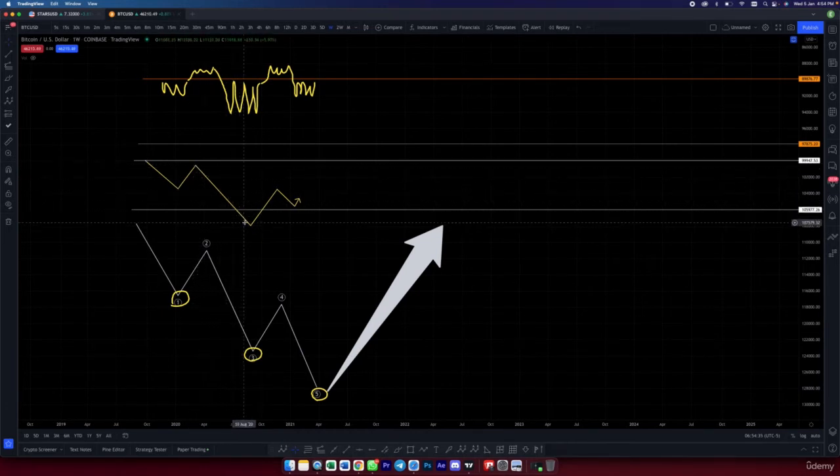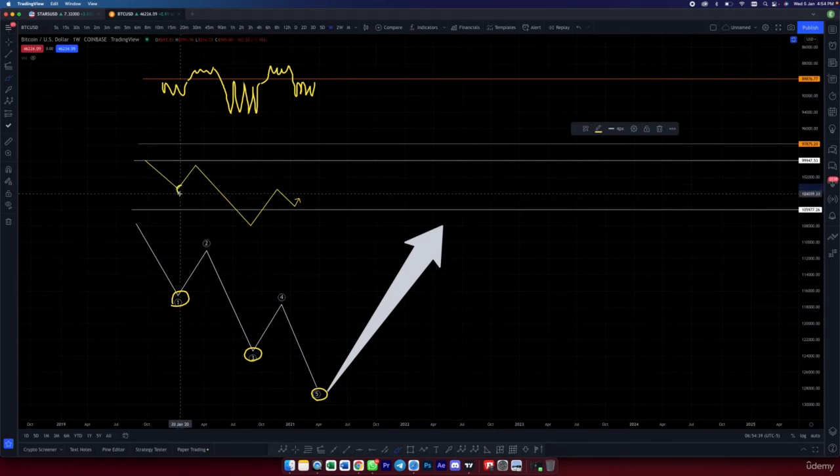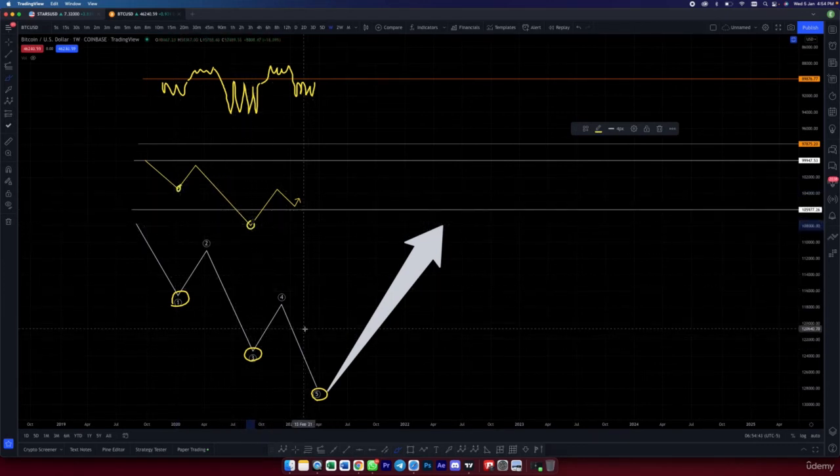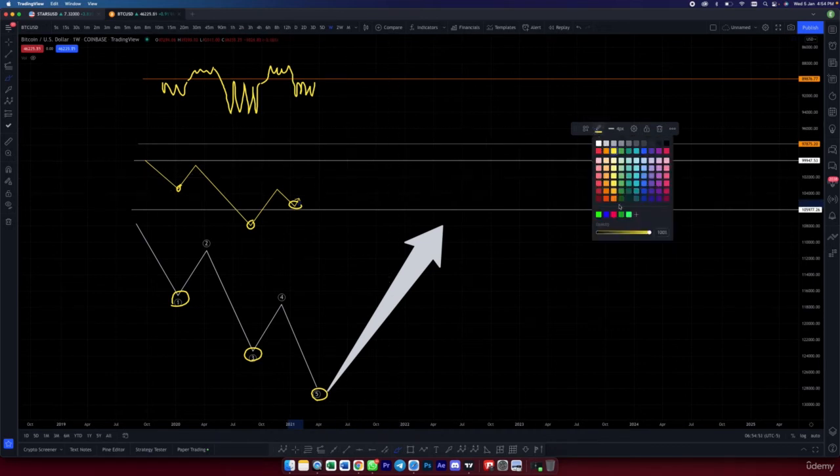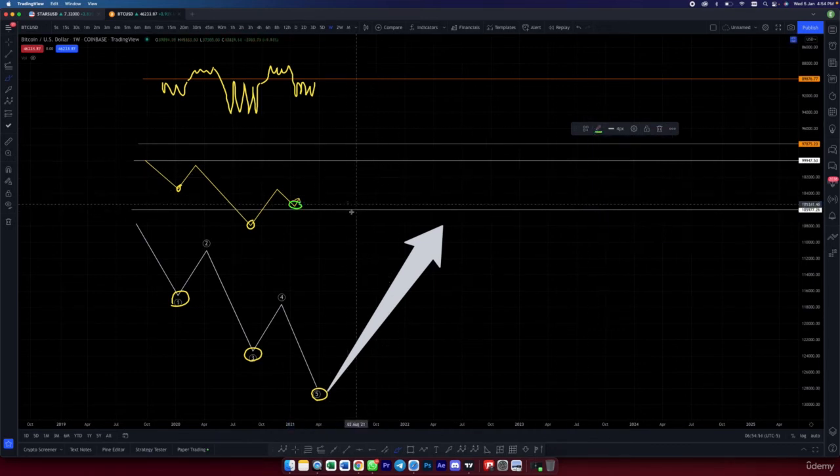RSI also creates a lower low, a low that is lower than the previous, right here. So you'll see a lower low, but for wave 5 the price will create a lower low again, but you will see a higher low on RSI. So opposite to bearish divergence, this is what we call bullish divergence.